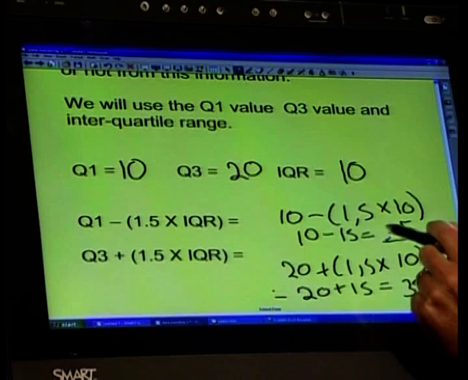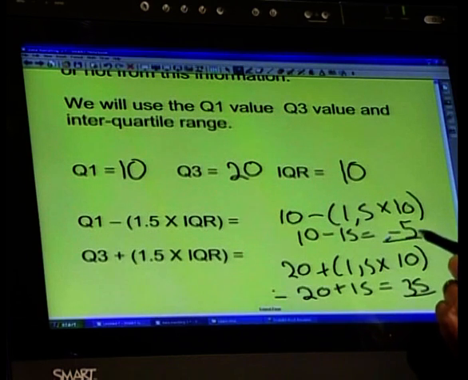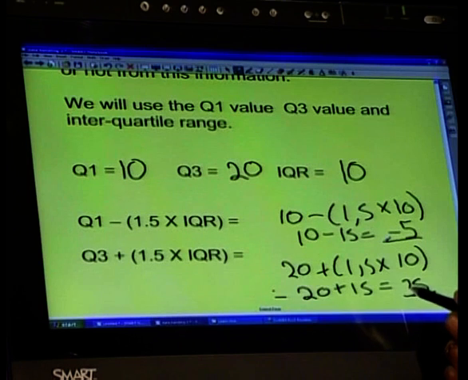Now, these two values that we've calculated give us the extreme of the range before we should start considering that the number is an outlier. In other words, if I have a value that is -5 or lower, or I have a value at the other side of my sample that is 35 or greater, I would be entitled to call that value an outlier, and I would be able to discard it in my sample.